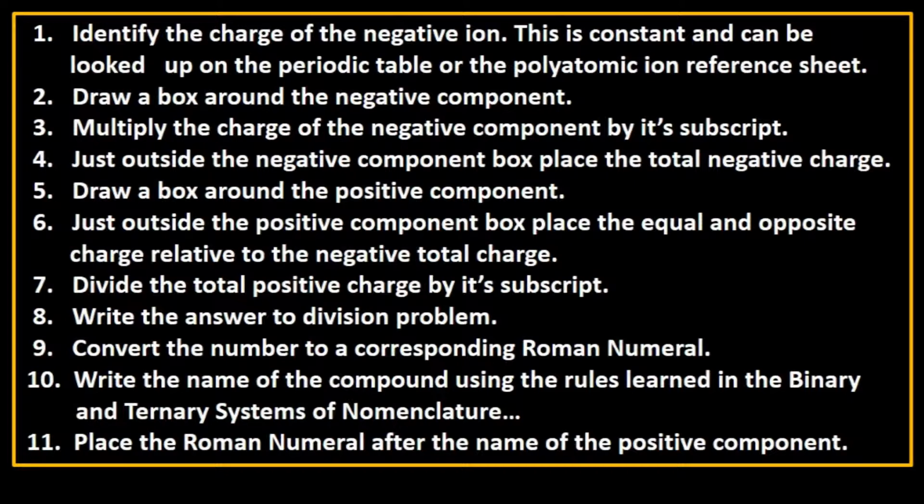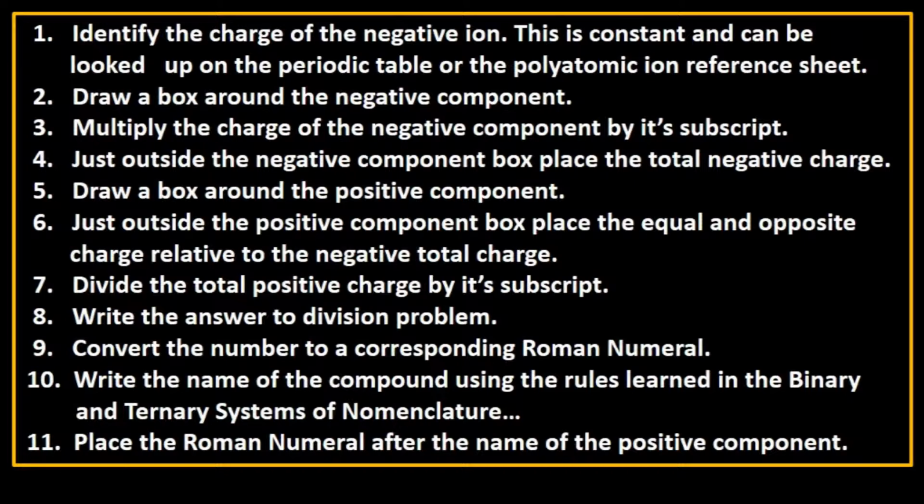Number 2, draw a box around the negative component. 3, multiply the charge of the negative component by its subscript. 4, just outside the negative component box, place the total negative charge. Number 5, draw a box around the positive component. Number 6, just outside the positive component box, place the equal and opposite charge relative to the negative total charge. Number 7, divide the total positive charge by its subscript.